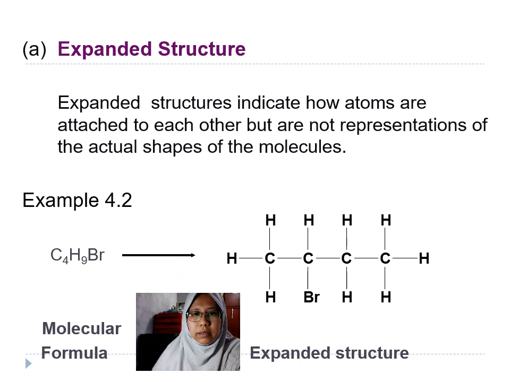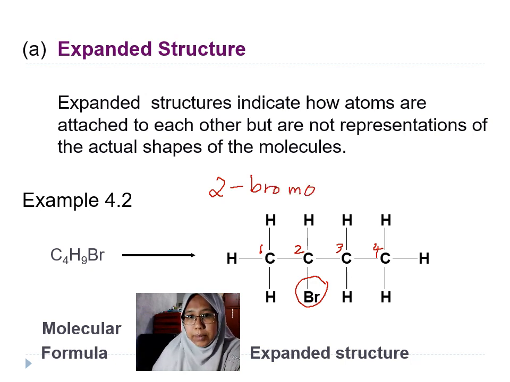Let's give a number to each carbon. So this is carbon number 1, this is carbon number 2, this is carbon number 3, and carbon number 4. Carbon number 2 has bromine attached to it. So we name it 2-bromo, because this is 4 carbons.